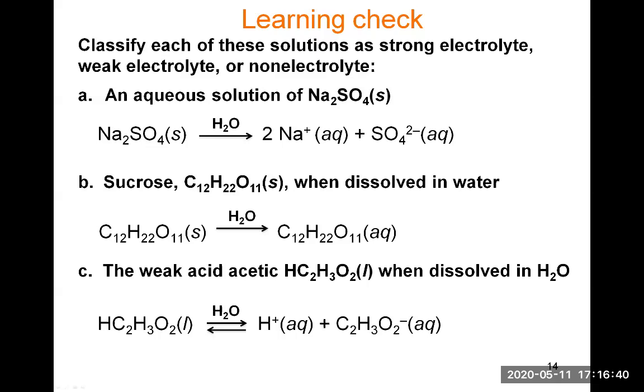So this is a strong electrolyte because when you place Na2SO4 in solution, it completely dissociates into ions. The reason why it's an electrolyte is because you have ions being formed on the right side of the arrow. And the fact that it's strong is because it has a straight arrow going to the right, and it's not reversible. It only goes to the right and completely dissociates into ions. Then these ions will be able to conduct the electric current. So that's a strong electrolyte.